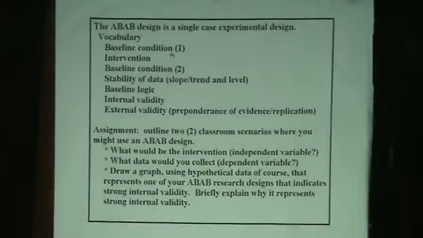Baseline condition 1, that's the initial baseline condition, and of course it's called the A condition. Intervention, that's the independent variable. Baseline condition 2, that's when you withdraw the intervention and go back to baseline. The concept of stability of data in terms of slope and trend and level.